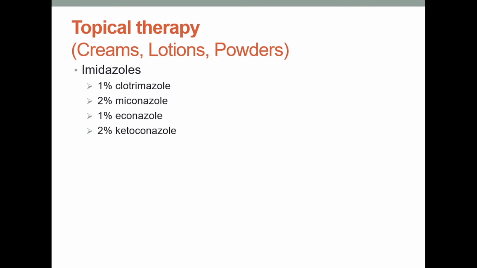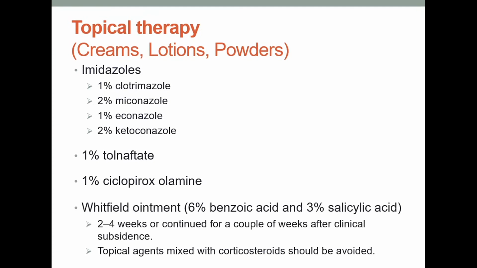Topical therapy is the same as in adults, no difference. Imidazoles in the same concentration can be used, and also 1% terbinafine, ciclopirox olamine, and also Whitfield ointment, that is, combined 6% benzoic acid and 3% salicylic acid. Normally 2 to 4 weeks need to continue, and they have to apply at least 1 centimeter beyond the active margin and continue for 2 weeks after resolution of the illness. And topical agents mixed with corticosteroids should be avoided.